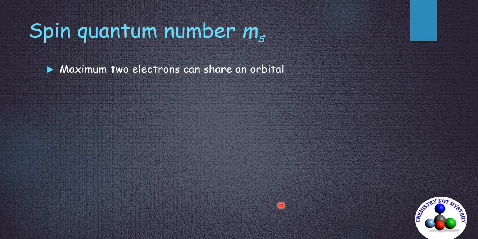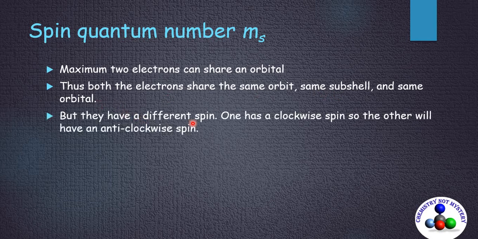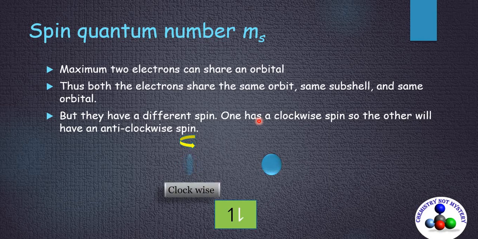You know that an orbital can be shared by a maximum of 2 electrons. Thus, both the electrons share the same orbit, same subshell and same orbital. But they have different spin. One has a clockwise spin, so the other will have anti-clockwise spin. The motion of an electron is just like that of the Earth. As the Earth moves around the Sun and simultaneously revolves on its axis, an electron also revolves around its axis and simultaneously moves in its orbit.